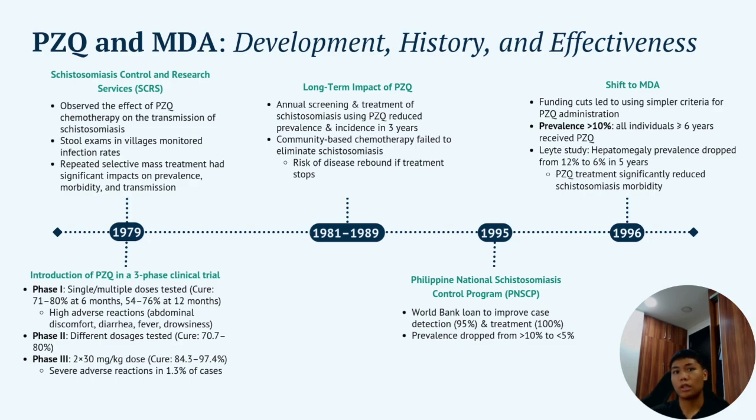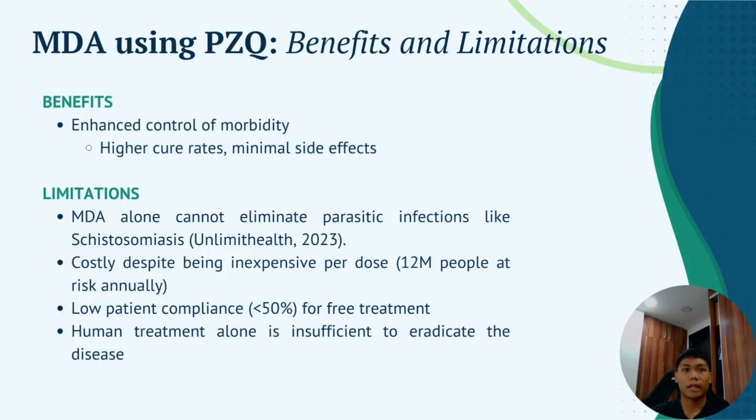In the long term, the community-based program implemented in Leyte showed a drop in the prevalence of the disease from 12 to 6% within 5 years from the start of the control program. It showed that PZQ treatments have an impact on the morbidity associated with schistosomiasis. Overall, we can say that MDA did increase the control of morbidity compared to the previous drugs we talked about. This was much more efficient as the cure rates were higher and the side effects eventually became more minimal. We cannot deny that the drug worked, and it does in fact continue to work as an important method to control and cure the transmission of schistosomiasis.